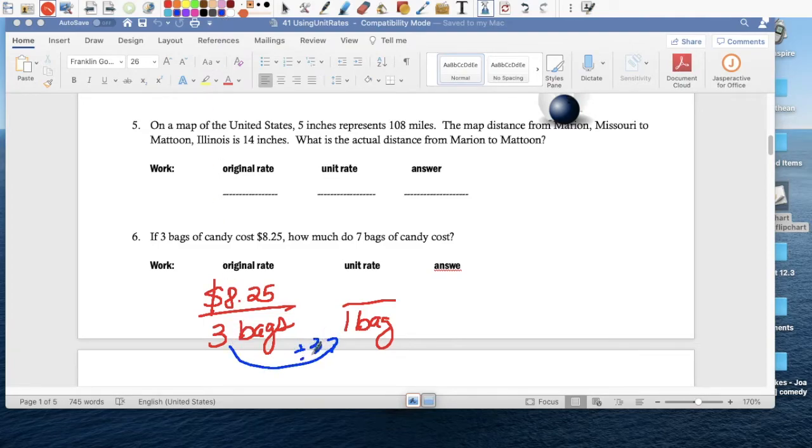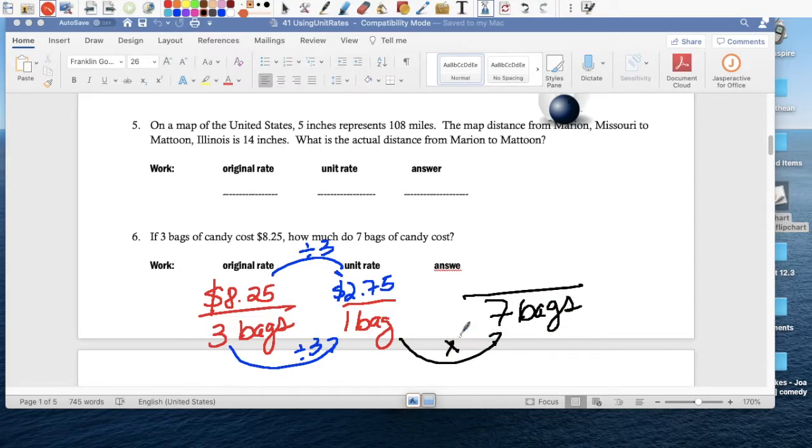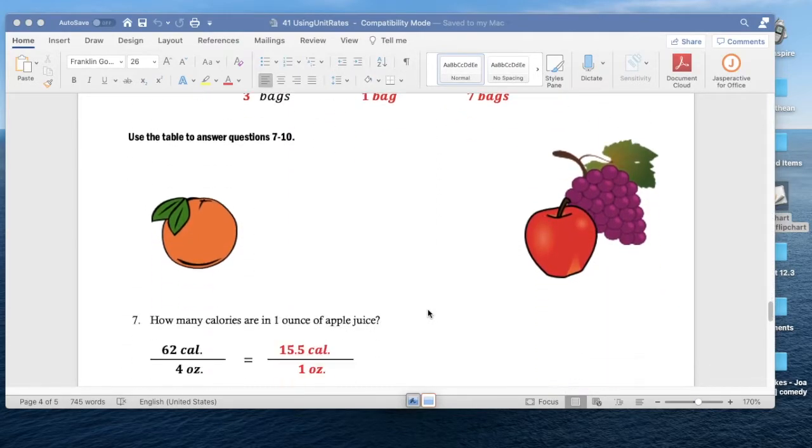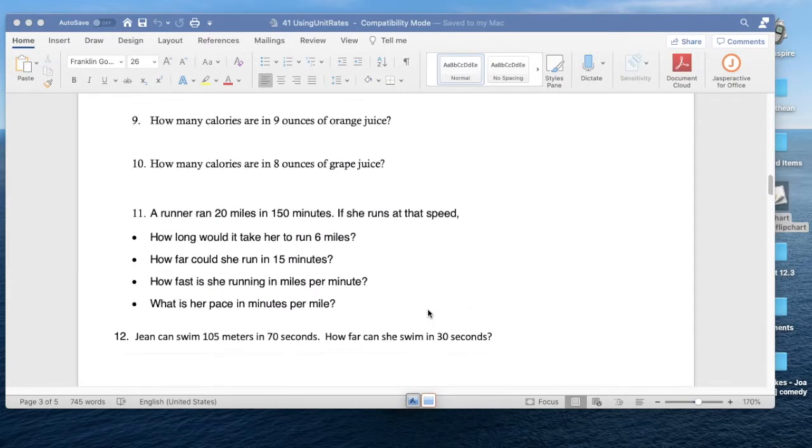Divide by 3. So $8.25 divided by 3 is $2.75. Entonces cada bolsa me cuesta 2.75. Good. Now that I know my unit rate, mira cómo es fácil. 7 bags, ¿cuánto cuesta? Times 7. $19.25. So 2.75 times 7 is 19.25. Okay. Oh, you have the answers at the bottom.